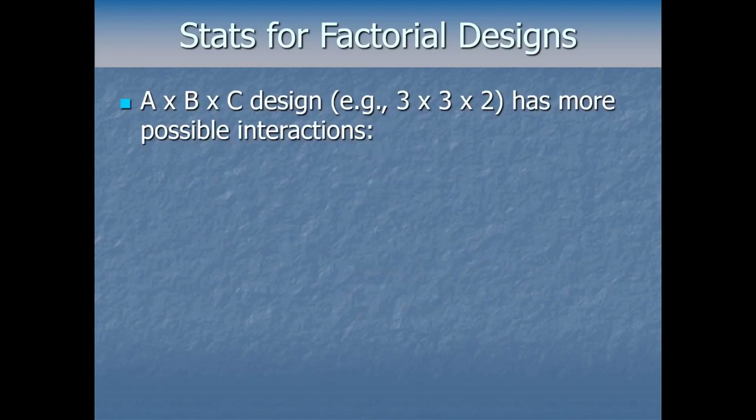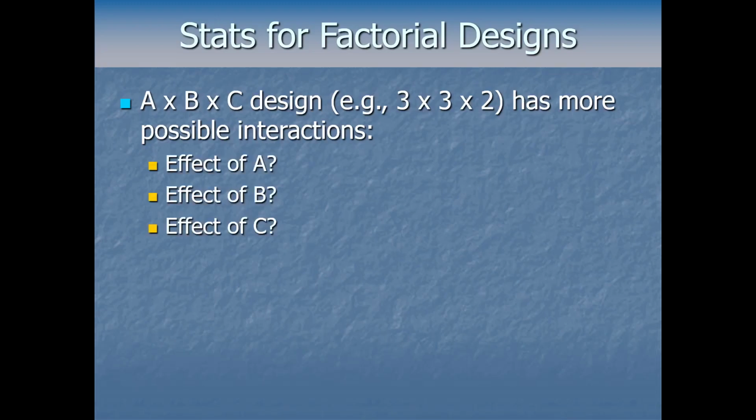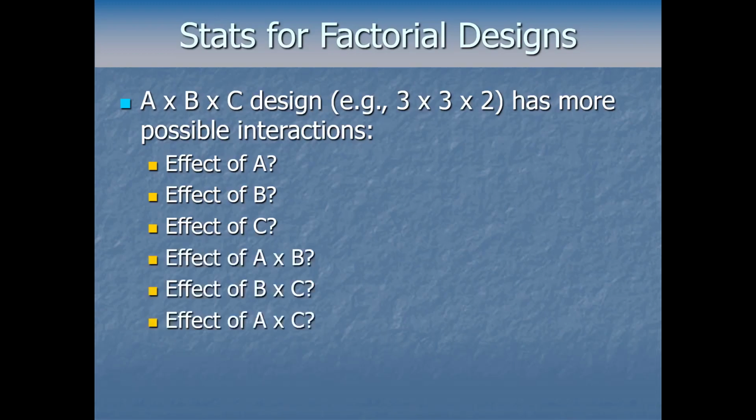Now, things get messier if we have more than 2 factors. Like imagine an A by B by C design, like a 3 by 3 by 2 design, for example. We would have to run a test and check a p-value for 3 different main effects, right? The main effect of each variable on its own. Is there a statistically significant main effect? But also the interaction effect of each combo. So like, is there an interaction of factors A and B? You test that, you get a p-value, you reject the null or fail to reject the null.